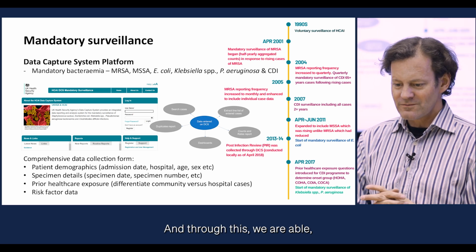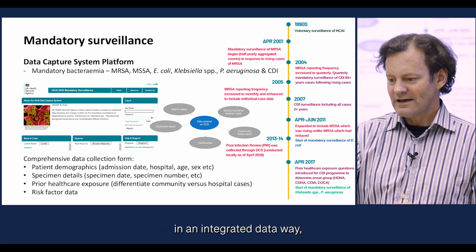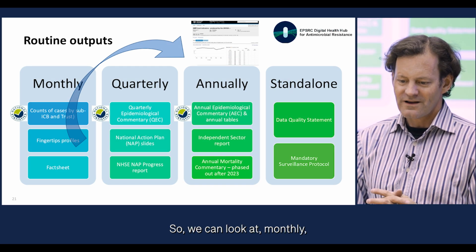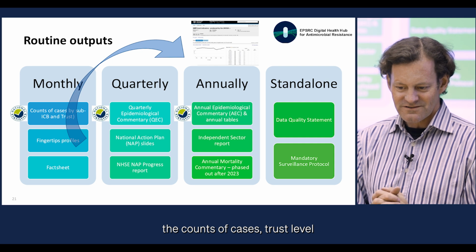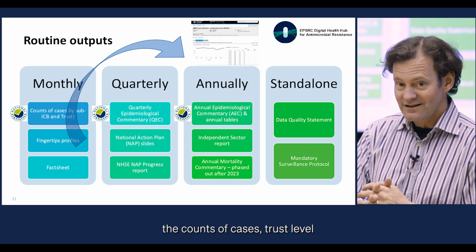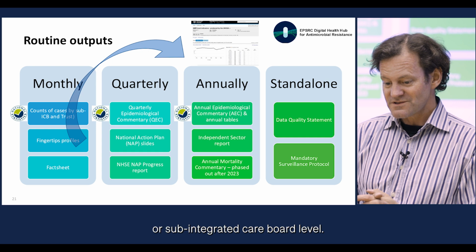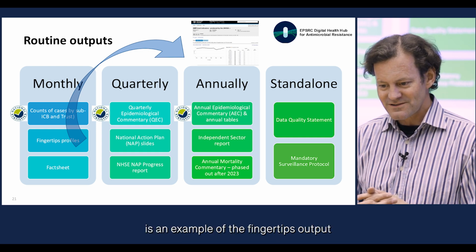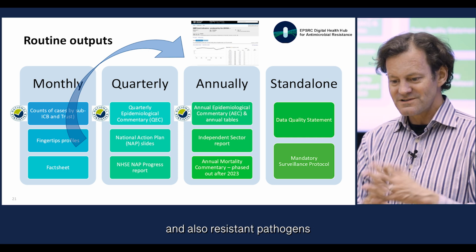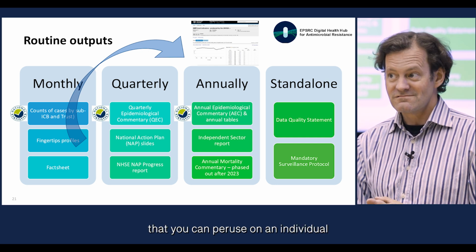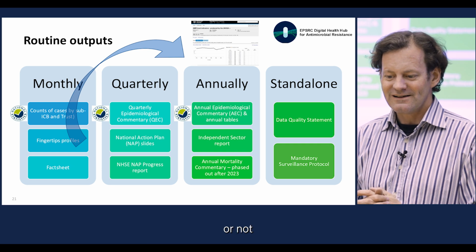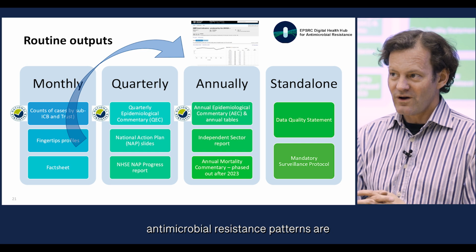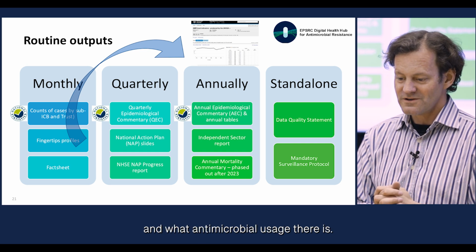And through this, we are able, in an integrated data way, to provide a number of routine outputs. So we can look at monthly counts of cases, at trust level, and also at an integrated care board level or sub-integrated care board level. We produce Fingertips data, and up at the top is an example of the Fingertips output, looking at antimicrobial usage and also resistant pathogens, that you can peruse at an individual primary care practice or hospital level to see what antimicrobial resistance patterns are and what antimicrobial usage there is.